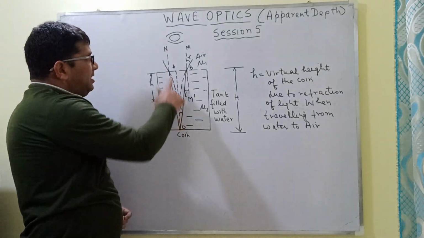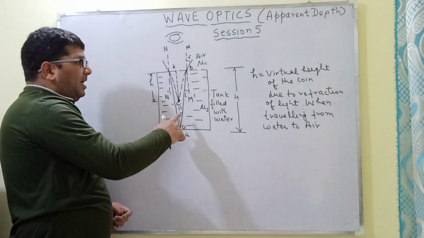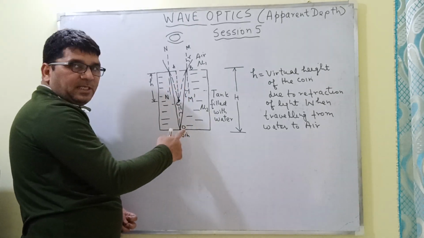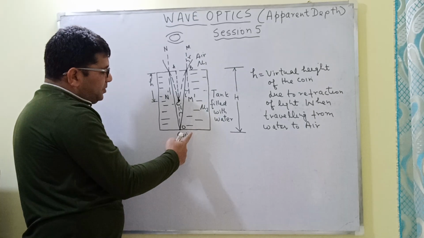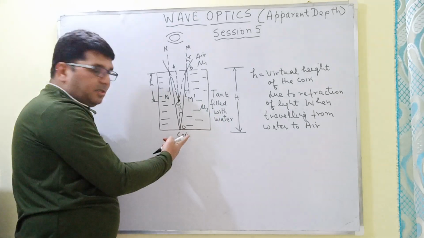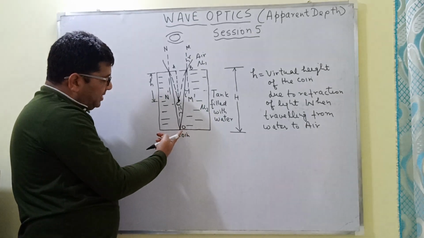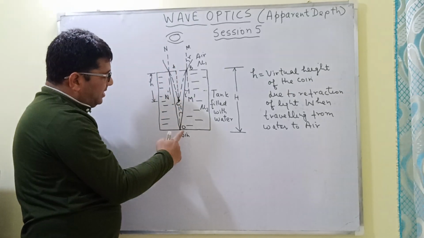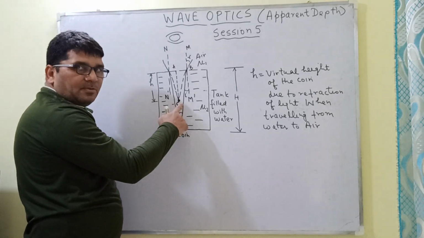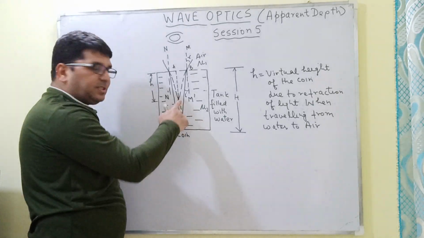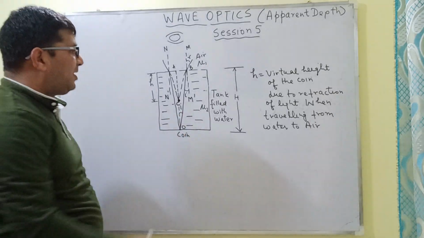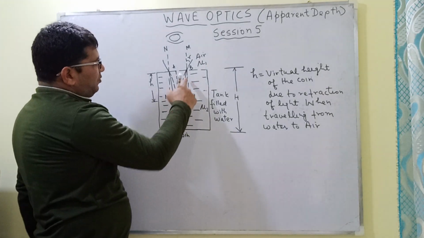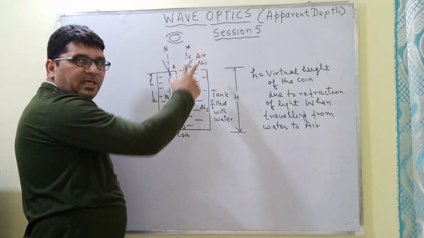So he will be perceiving this coin at this point C, or you can say that the height of this coin will be raised by a certain distance. So instead of seeing this coin at this point O, he will be perceiving this coin at this point C, and this is because of the refraction of light when the light travels from this medium, water, to air.